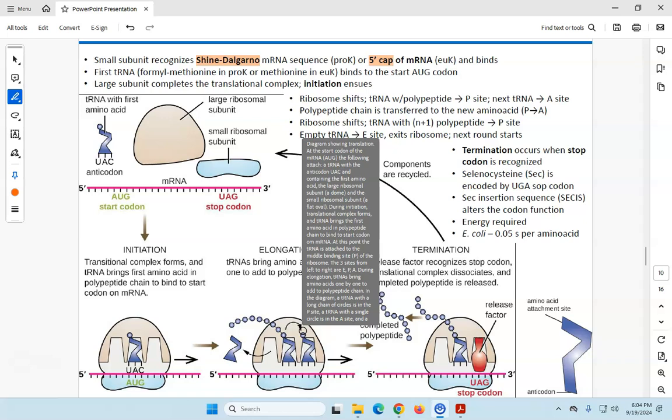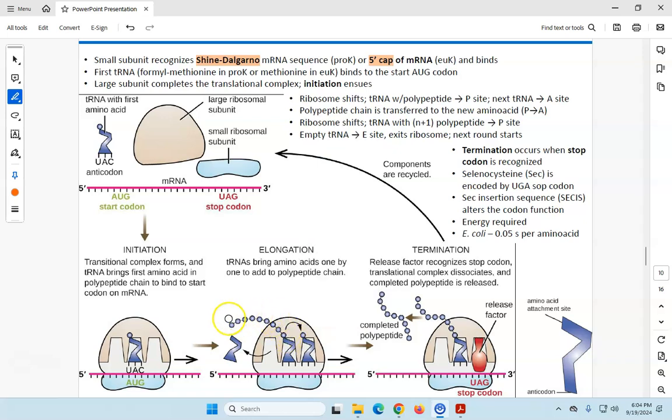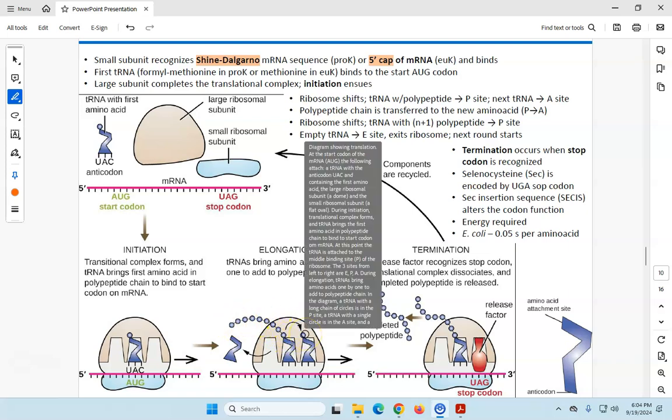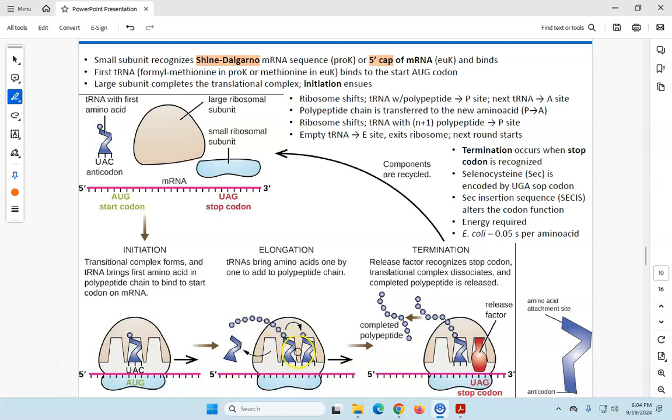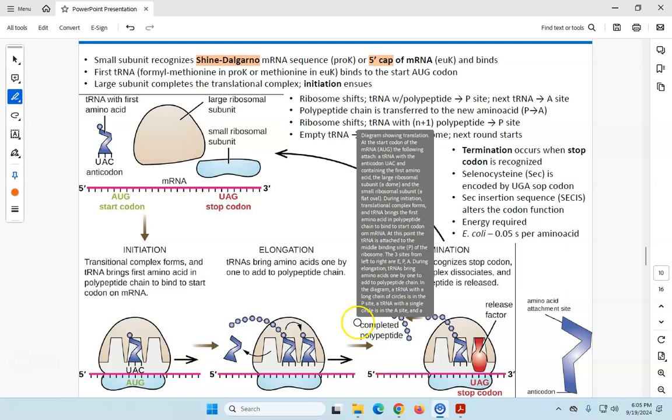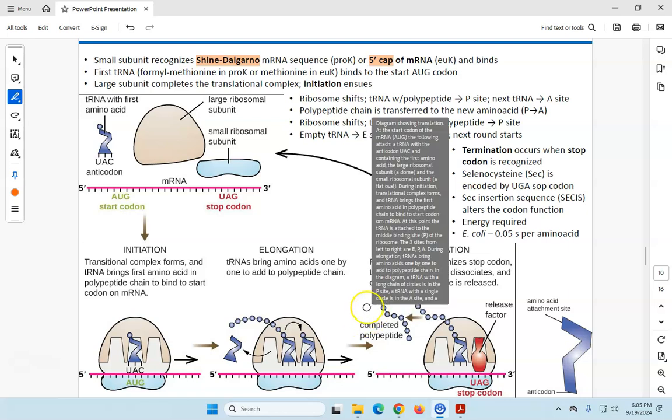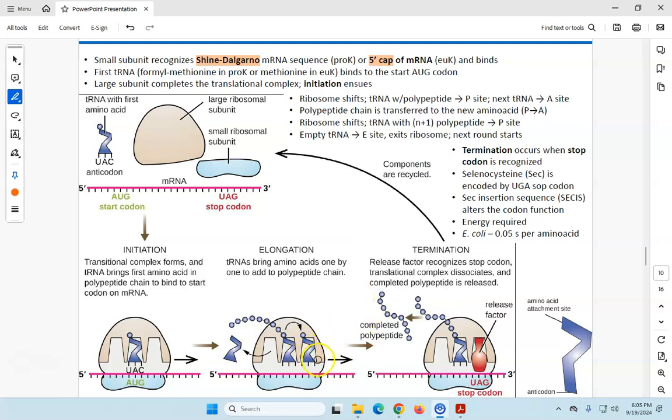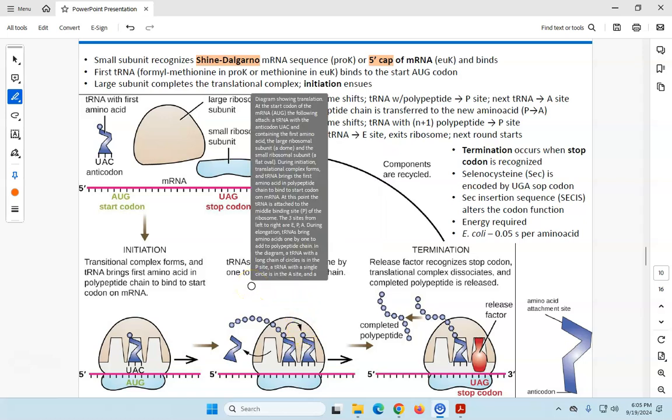Now, please answer my question, it's not hard. When this polypeptide chain is transferred to the incoming amino acid, does this tRNA have any amino acids attached to it after the transfer? No, it's empty. Make sense? Now, this tRNA, does it have just one amino acid? Oh yes, it has the entire polypeptide chain on it, plus the amino acid it came into the ribosome with.